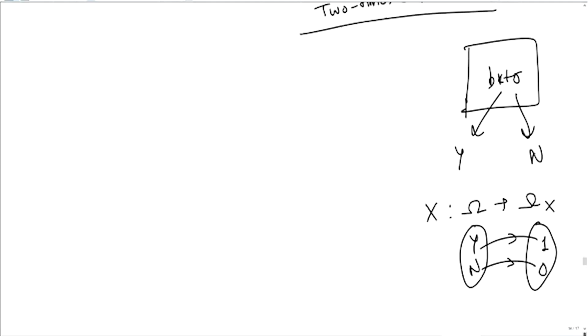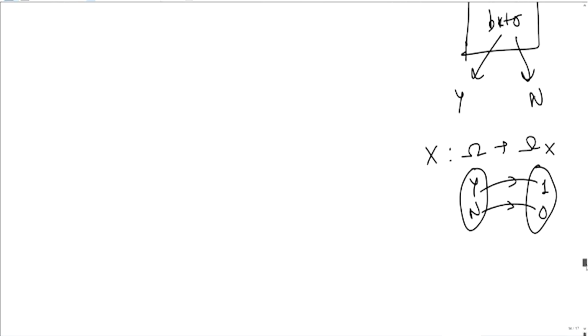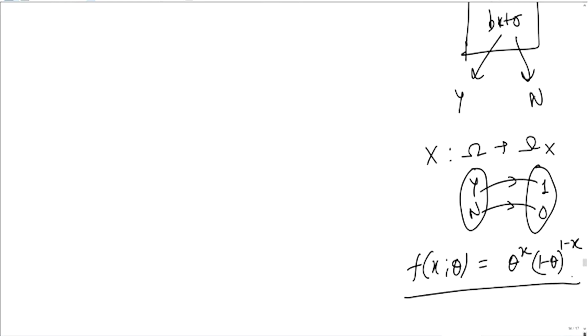Now you can go ahead and define a probability assigner function on the values of the random variable. So let's say you can define a probability assigner function like this: f of x theta equals theta to the power x, 1 minus theta to the power 1 minus x. So you can define a probability assigner function like this.